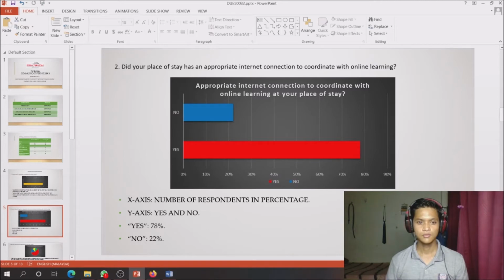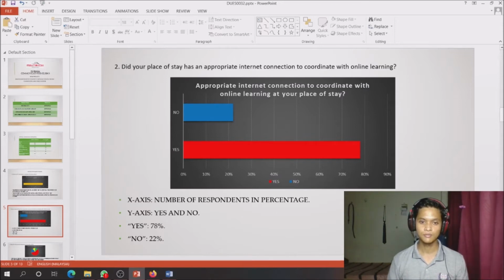Okay, now I'm going to present the bar graph for question 2. The bar graph represents the respondent feedback on whether your place of stay has an appropriate internet connection to coordinate with online learning. The x-axis represents the number of respondents in percentage, while the y-axis represents yes and no.